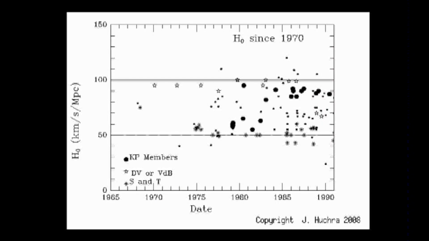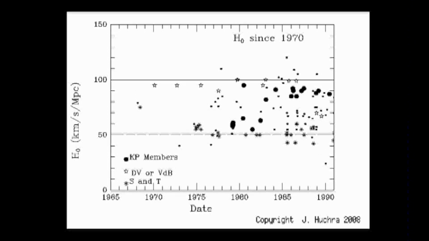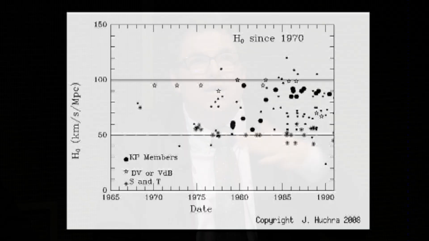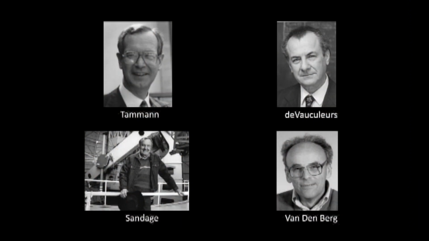And in fact, throughout the 60s and 70s, there was a big discrepancy between what was being measured. One team was measuring values close to 100, and another team was measuring values closer to 50. There were some folks in the middle, but the major big-name astronomers, de Vaucouleurs and Sidney van den Bergh and Sandage and Tammann, were really well-respected astronomers, and yet they weren't getting the right answers.